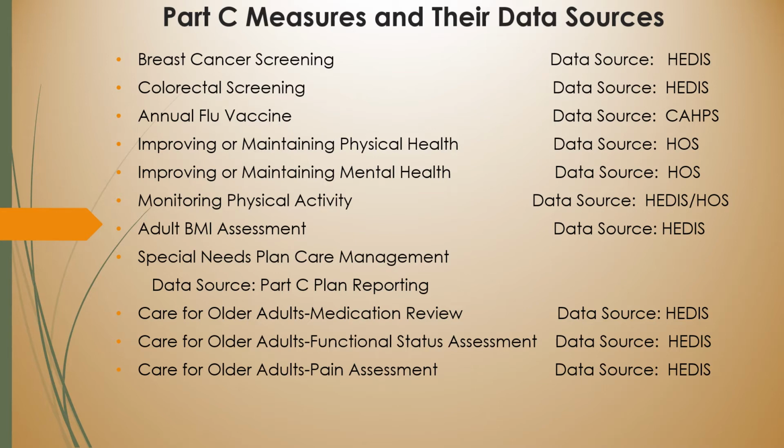Monitoring physical activity, the data source is HEDIS/Health Outcome Survey. Adult Body Mass Index Assessment, the data source is HEDIS. Special Needs Plan Care Management, the data source is Part C Plan Reporting. Care for Older Adults, Medication Review, the data source is HEDIS. Care for Older Adults Functional Status Assessment, again its data source is HEDIS. Care for Older Adults Pain Assessment Measure, the data source is again HEDIS.